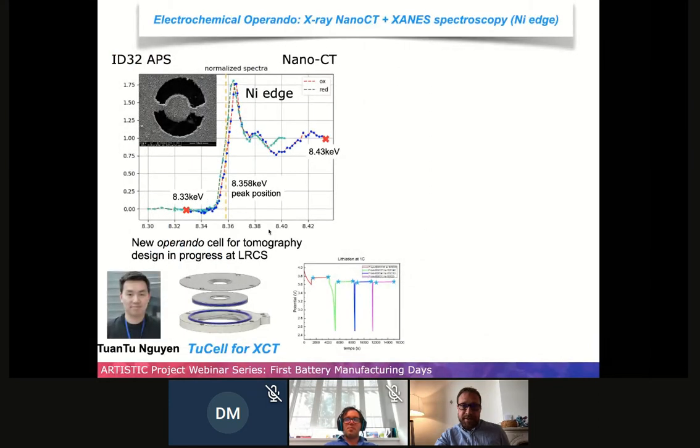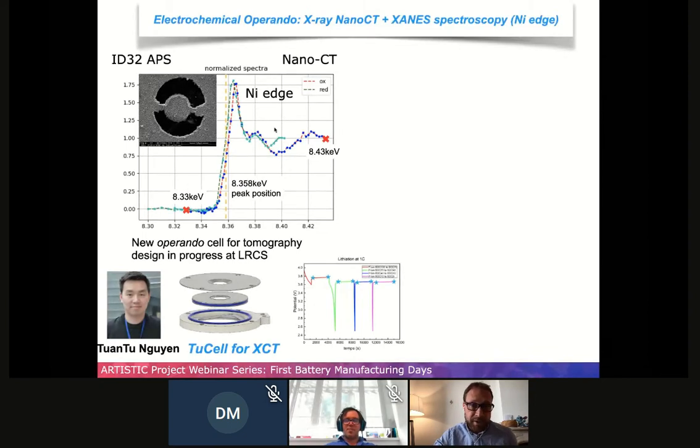So let's see something more sophisticated. Here we try to couple three things. Of course, a nano-CT, the operando with the use of this two cell, but also we try to couple the image with the XANES spectroscopy. Means we try to see and to acquire a different tomogram at different energy around the edge of nickel.